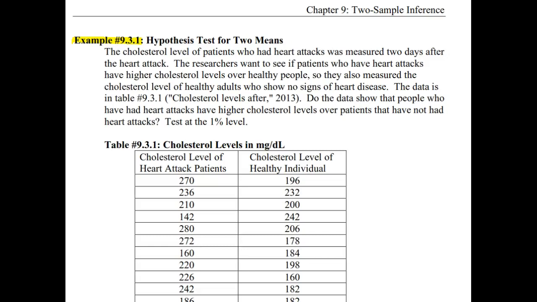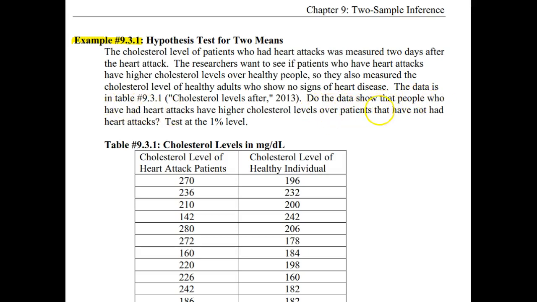Right, so example 9.3.1. A hypothesis test for two means. The cholesterol level of patients who had heart attacks was measured 2 days after the heart attack. The researchers want to see if patients who have heart attacks have higher cholesterol levels than healthy people. So they also measure the cholesterol level of healthy adults who show no signs of heart disease. The data is given below in the table.